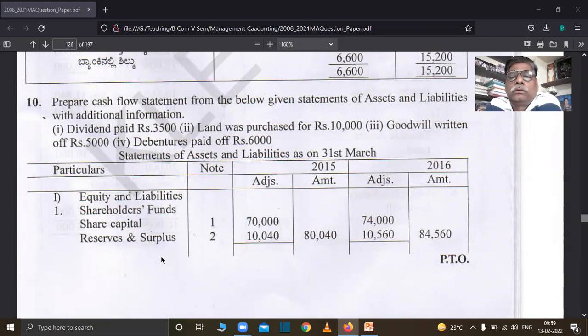Today we see the exercise on fund flow statement. This is the question from 2019 Rani Channamma University. 2019 question paper. Question number 10.